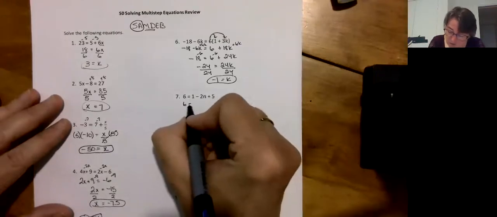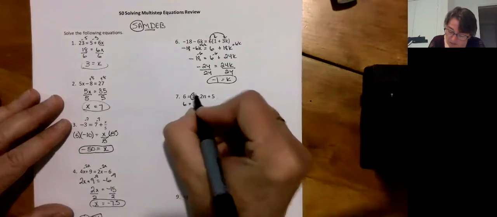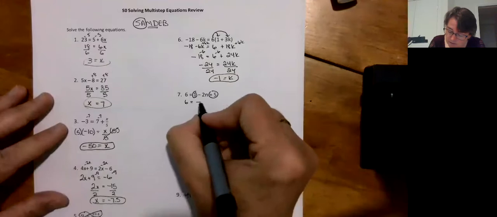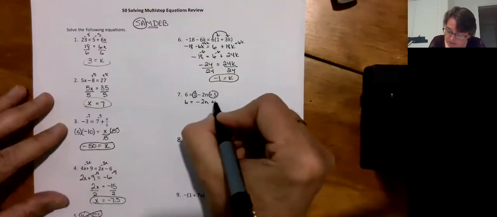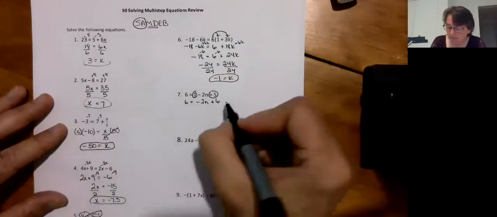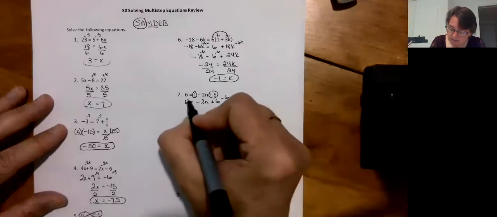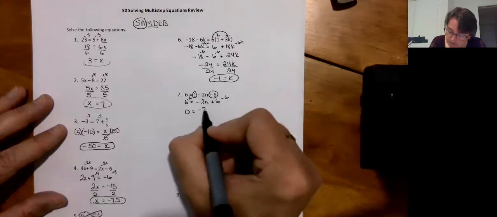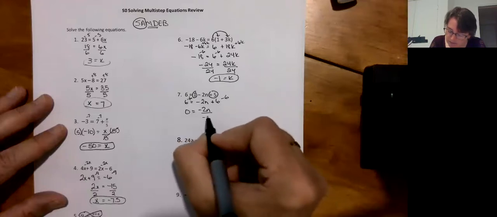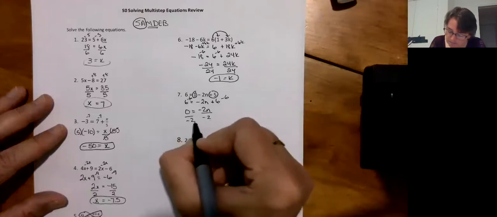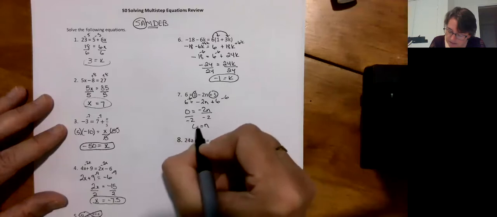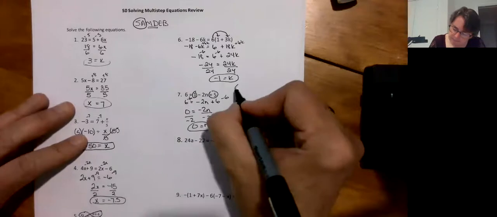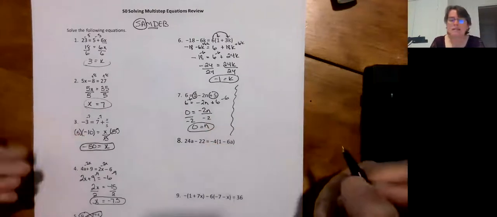Nothing on this side, but I've got 1 and I've got plus 5. So I'm going to get minus 2n plus 6. Minus 6. Minus 6. So 0 is equal to minus 2n. 5 by minus 2. N is equal to 0. All right, you know what? That slightly weirded me out.